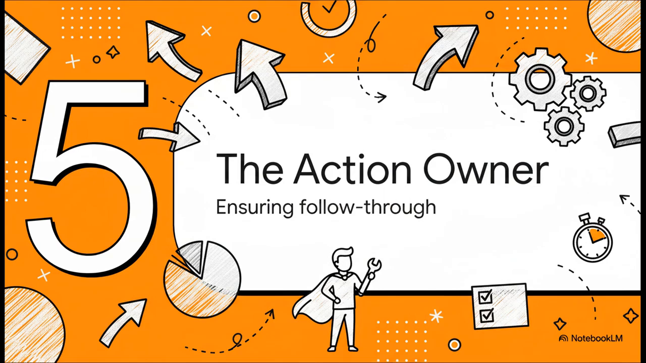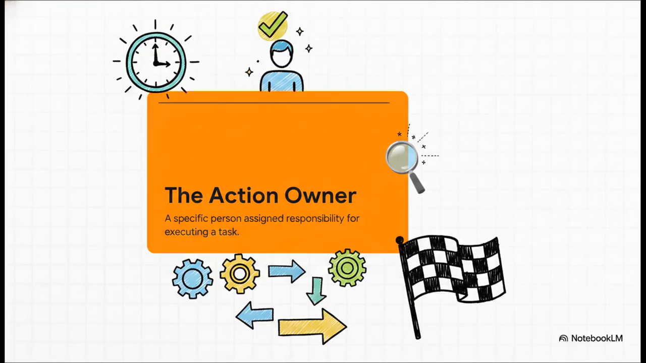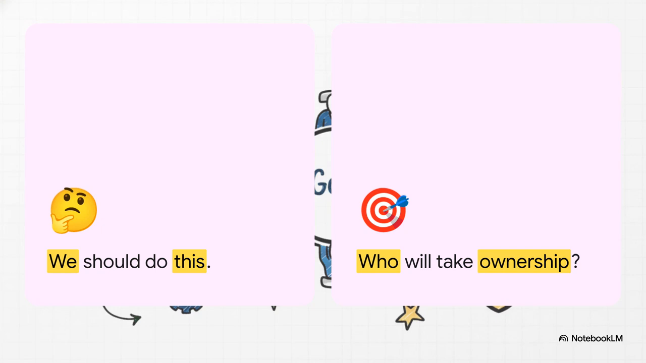Section 5, the action owner, ensuring follow-through. The action owner is a specific person assigned responsibility for executing a task with a clear deadline. This is the person who's actually going to get the work done. Assigning action owners is the definitive, non-negotiable way to guarantee follow-through on all those great team ideas we were just talking about. Now, what's really interesting here is the language shift.